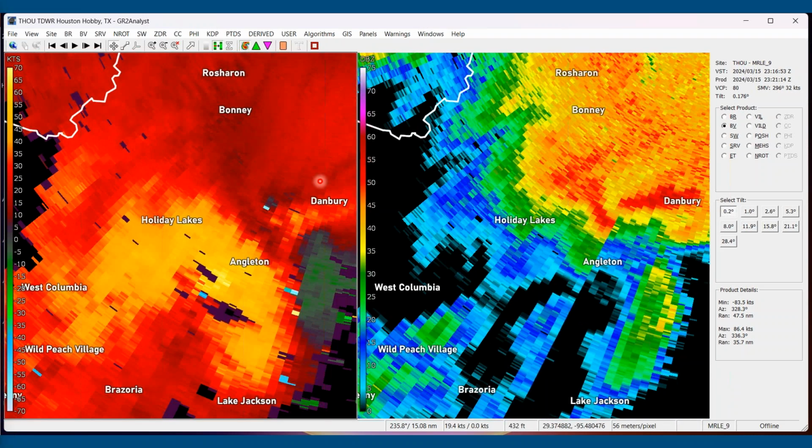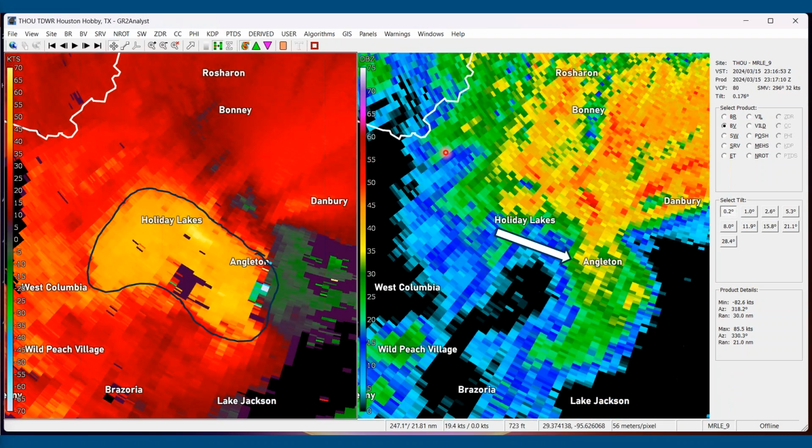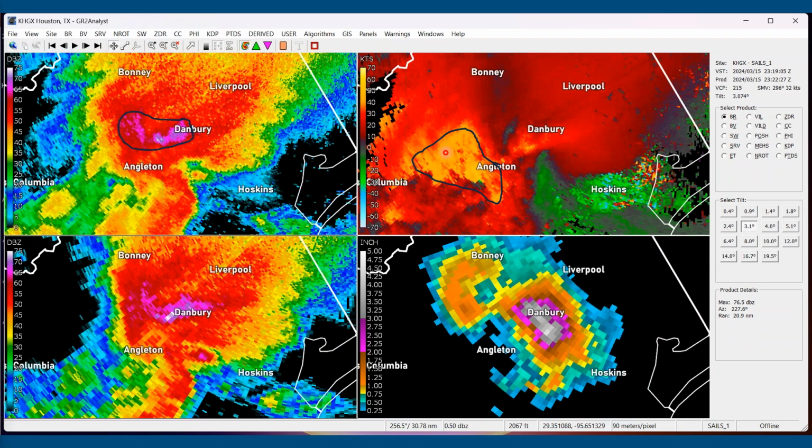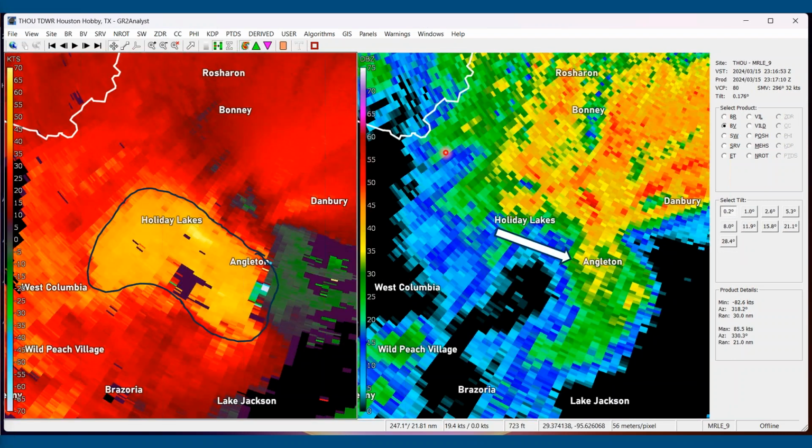I did have a question about the purple area around Bailey's Prairie. Let me see if... let's come back to that question later.